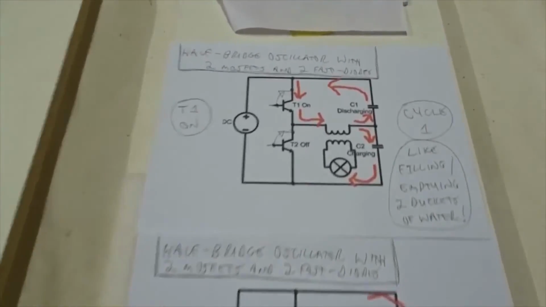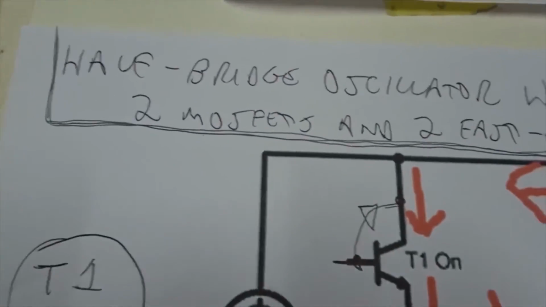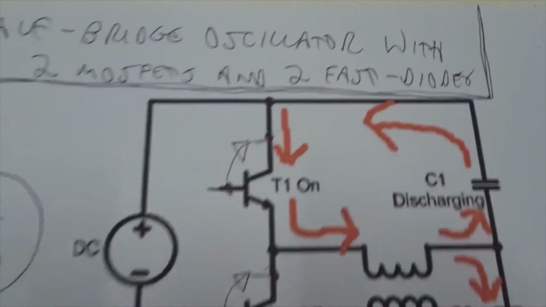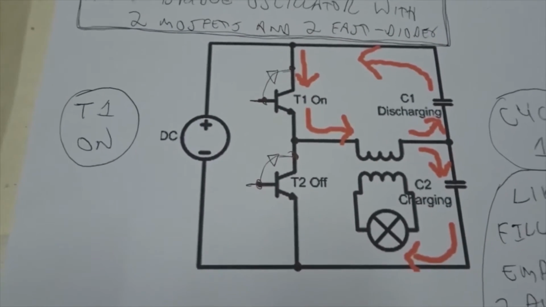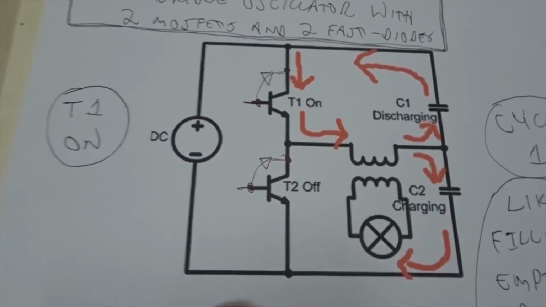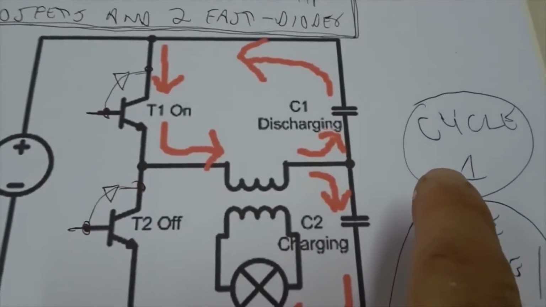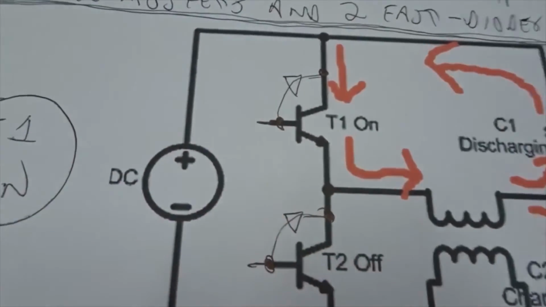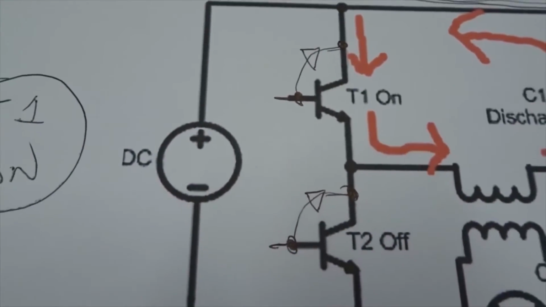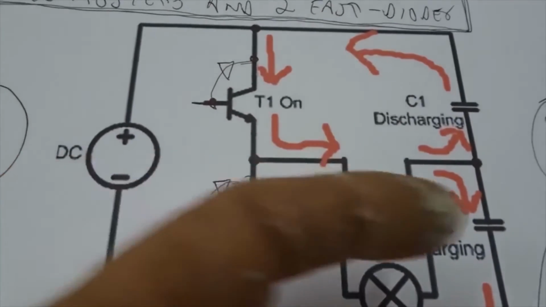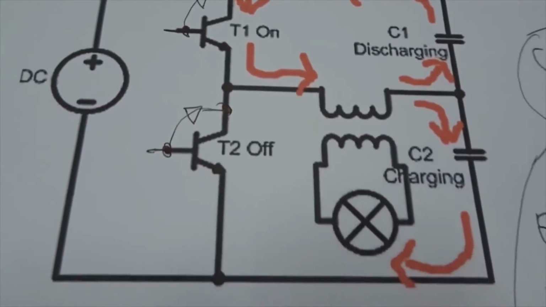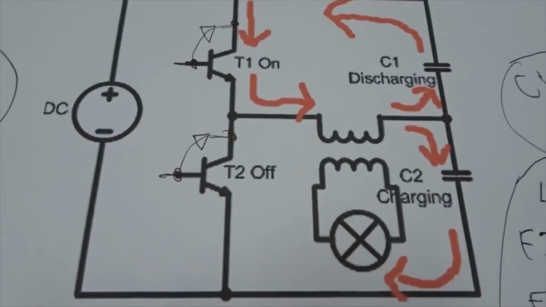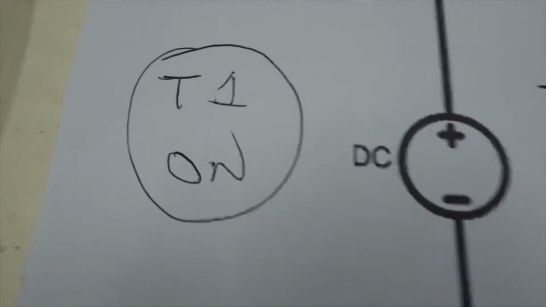Now here's the half-bridge oscillator with 2 MOSFETs and 2 fast diodes. This is a schematic version of it. And in this first cycle, cycle 1, you see you have the 2 MOSFETs here with their fast diodes attached on the same gate. And current runs around according to that red loop, going that way through the wire coil. And it will attach to a primary. And MOSFET T1 is on here.